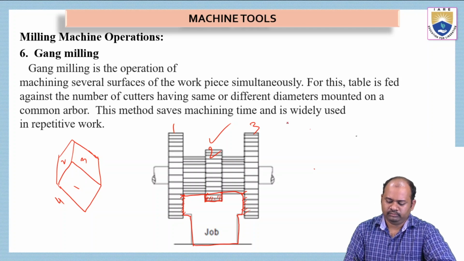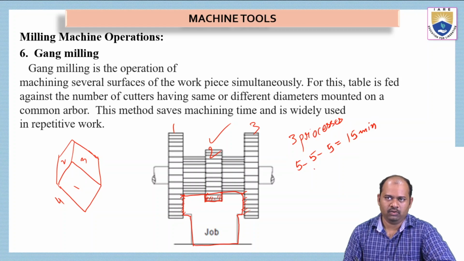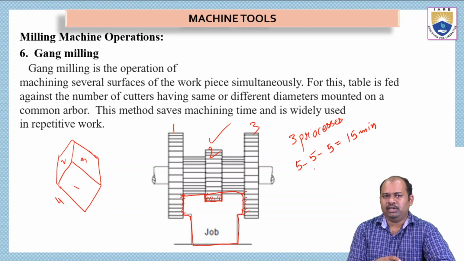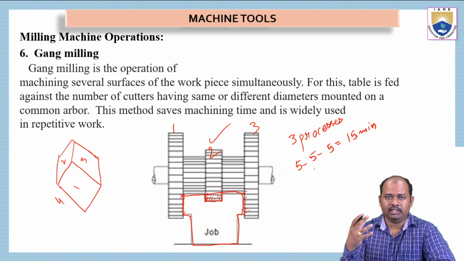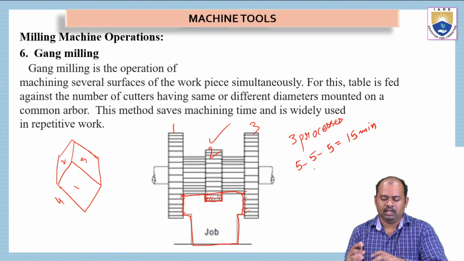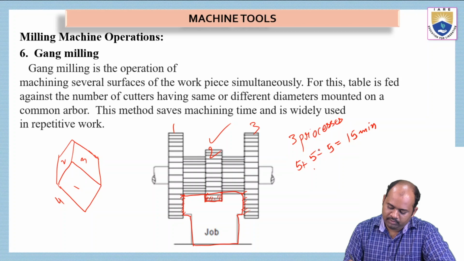So if done separately, suppose there are 3 processes to be done on a mechanical element, all the 3 processes will take about 5 minutes, 5 minutes and 5 minutes. So totally I will take 15 minutes to complete one workpiece. When I come to gang milling, I can save 10 minutes of time because I will arrange all the 3 processes into a single machine and reduce the time by 10 minutes.